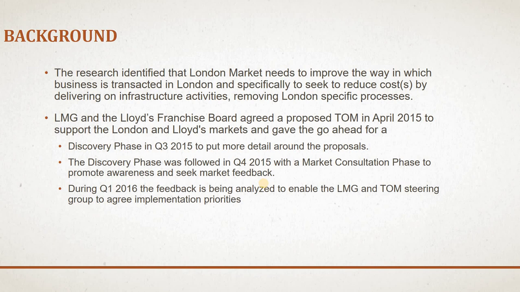Now, this report, the London Market Report, identified that the London market needs to improve the way in which business is transacted in London, and specifically to reduce the cost by delivering the infrastructure activities and removing London specific processes. As I said earlier, the London market is a very old market, and they have their own very specific business processes, sometimes referred to as Londonisms. These very specific processes sometimes make it difficult for others to do business in the London market. So they wanted to simplify these processes.